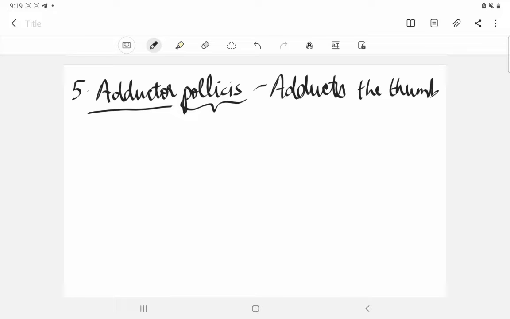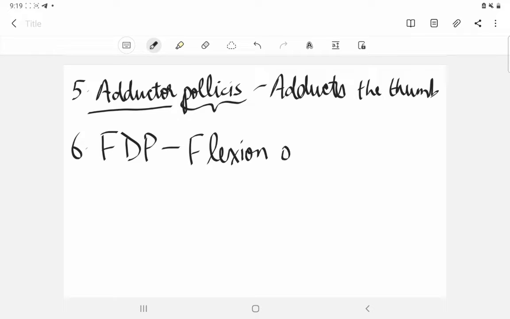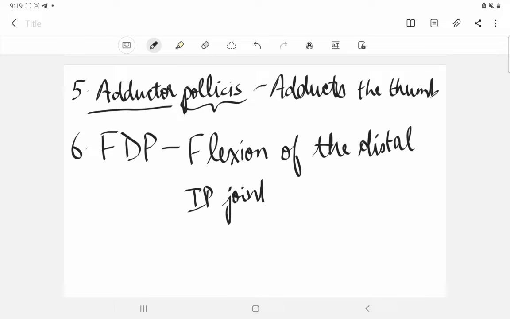Now one muscle which I missed out, which is a muscle of the forearm, is the flexor digitorum profundus. Like I said before, the ulnar nerve supplies the medial half of the flexor digitorum profundus. And the action of the flexor digitorum profundus is the flexion of the distal interphalangeal joints. This becomes important in claw hand, which we'll see further down the video.